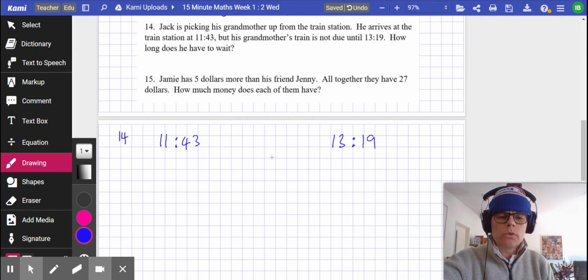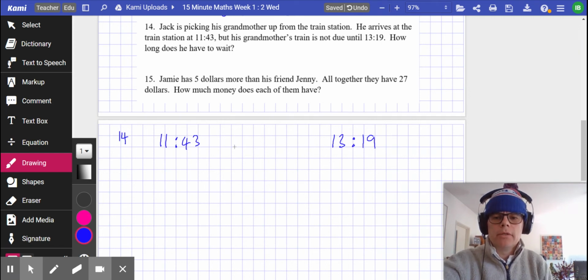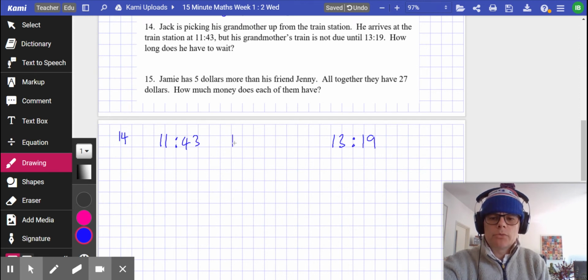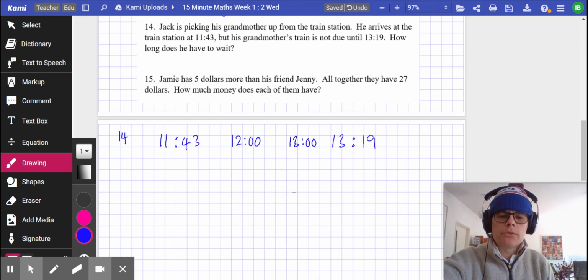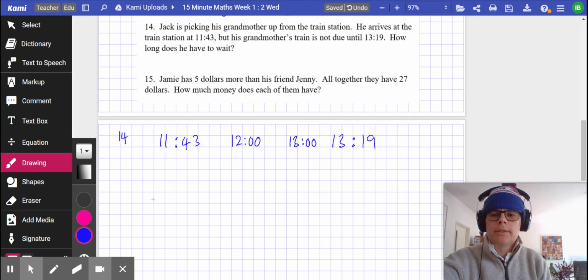So the way I would suggest you look at this is to think about rounding up to certain hours. So let's think of a time in between. Midday would be in between, and 1300 hours or 1 p.m. would also be in between. Now let's have a think about this. How many minutes would you have to wait between 11:43 and 12 o'clock? 17 minutes.